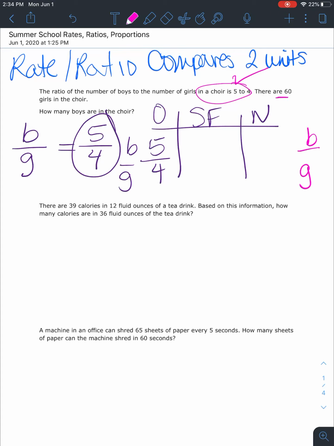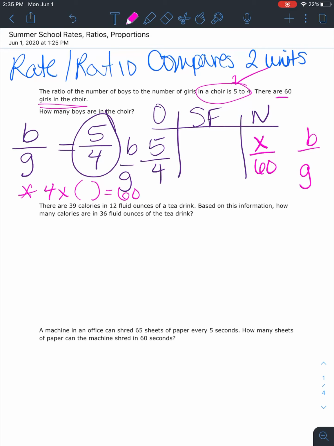Now we're moving on to the second part of information that says there are 60 girls in the choir. So I'm going to plug that information in where it goes. Girls is on the bottom, so I'm going to put 60 right there. What I don't know, and what the question is asking, is how many boys. At this point, you have a few different options. One thing you could do is think in your head: 4 times some number equals 60, and I need to figure out what that number is.